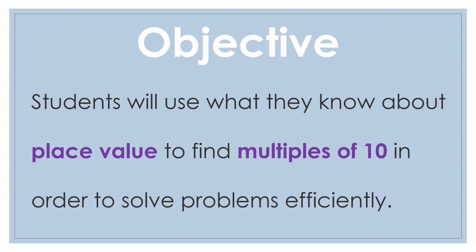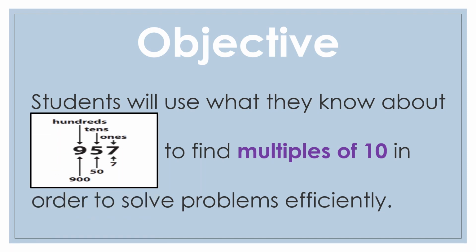Objective. Students will use what they know about place value to find multiples of 10 in order to solve problems efficiently. Let's talk about what we mean by place value. Place value is the value of a digit based on its place or position in a number. For example, let's discuss the number 957.